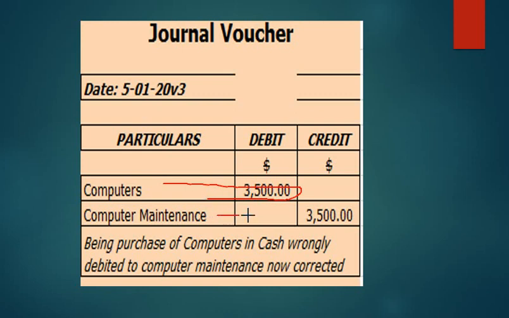Now, to make the correction, we credit computer maintenance account $3,500 to nullify the debit that was posted to the account before, while computers is now debited to have a corrected position of that transaction. And the narration is the purchase of computers in cash wrongly debited to computer maintenance account now corrected.